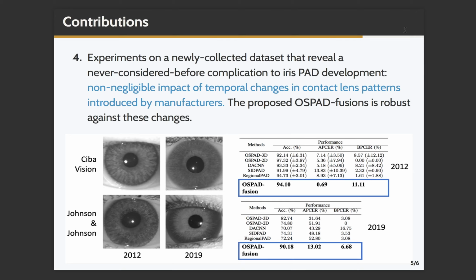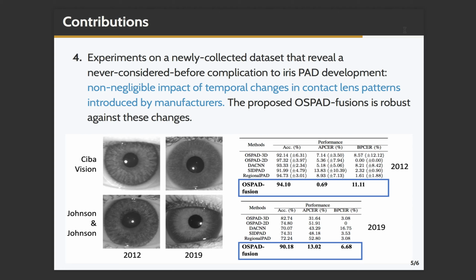Lastly, we want to show a very interesting thing that we observed during our experiments. So we conduct some experiments on this newly collected dataset, and then we find that there is a never considered before complication to iris PAD development. That is, there is a non-negligible impact of temporal changes in the contact lens patterns introduced by manufacturers. And the proposed OSPAD fusion is robust against these changes, while most of the previous methods fail significantly at this task.